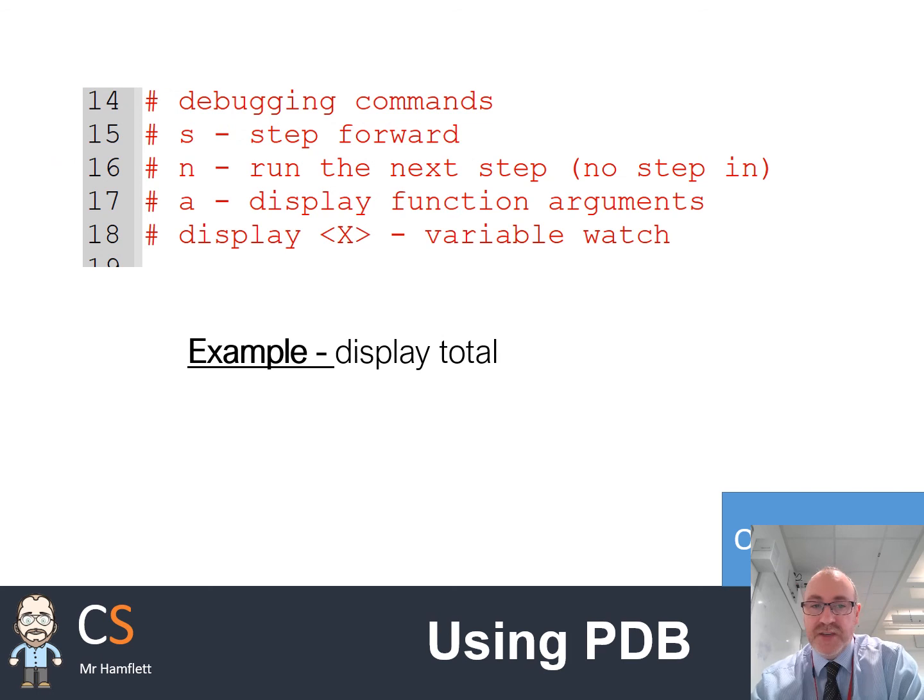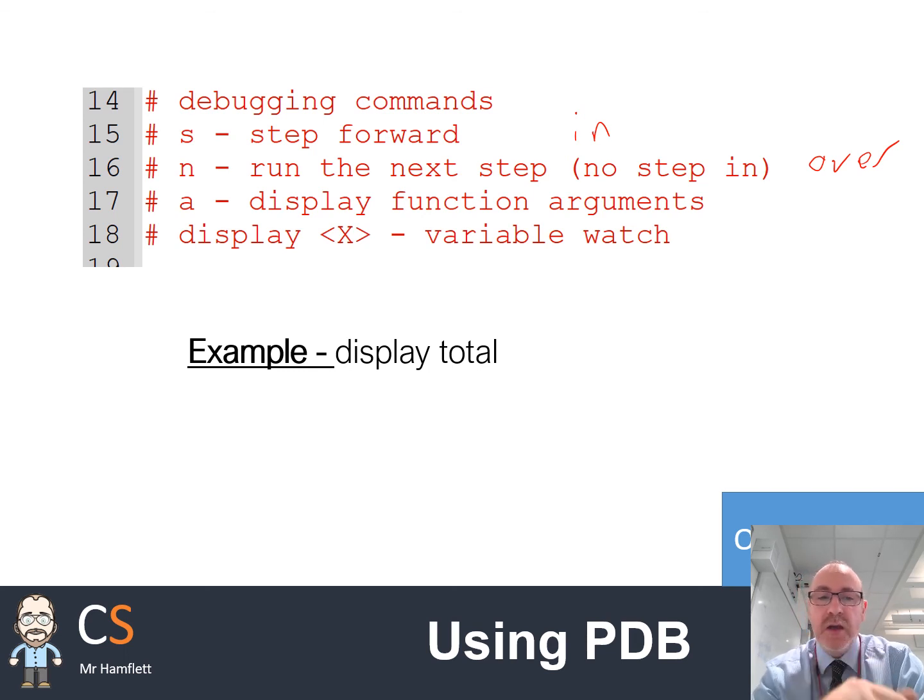When the debugger pops up, it's command line based, so you have to enter text commands. They're really simple. S is step in, N is step over. Then A displays the function arguments, which can sometimes be quite useful. What that means is it displays the parameter, which in this factorial example will be n.